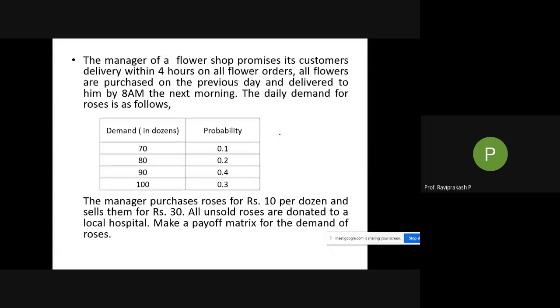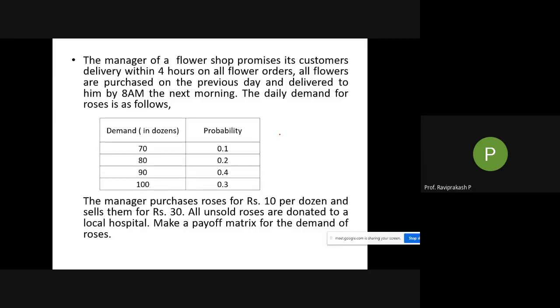So as soon as you finish this, just let me know. I will dictate the bottom part. Done, sir? Okay, so take down.